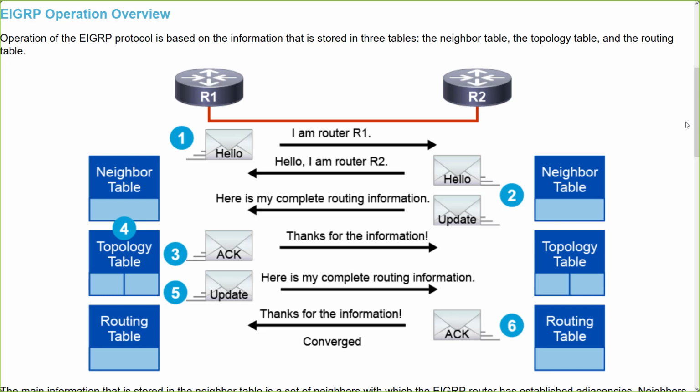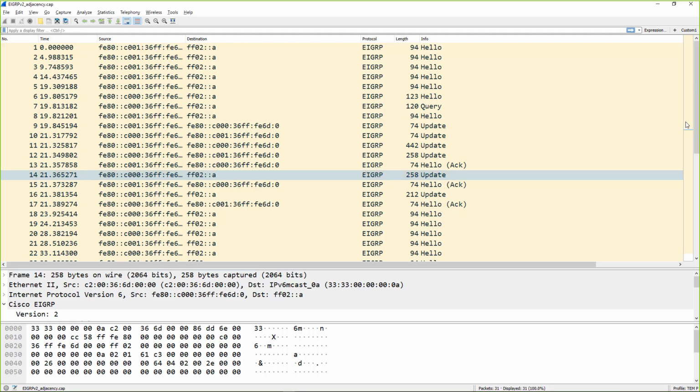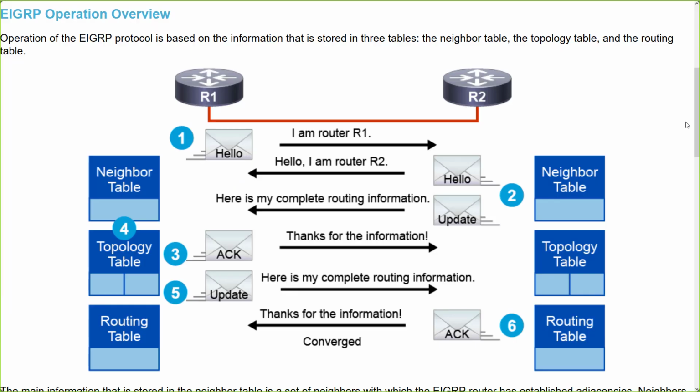And EIGRP routers and OSPF routers are very similar. They form adjacencies prior to exchanging any information. Those adjacencies are established using the hello packets within EIGRP. Now, what does a hello packet include? Let me switch over to the v4 capture.